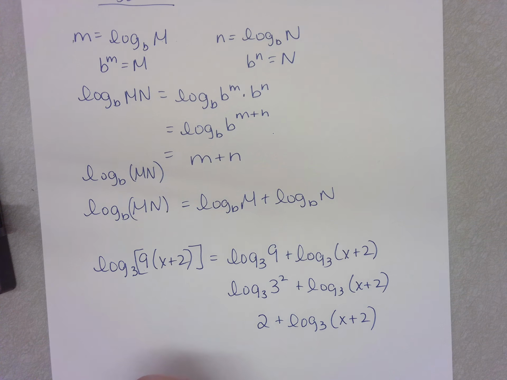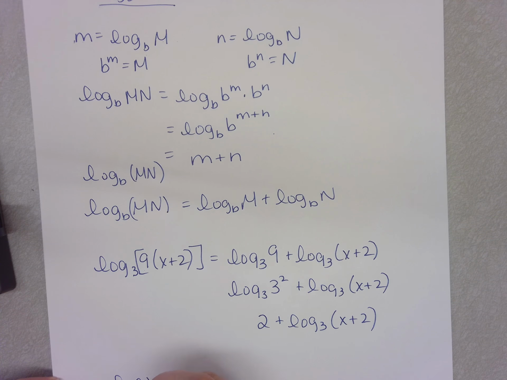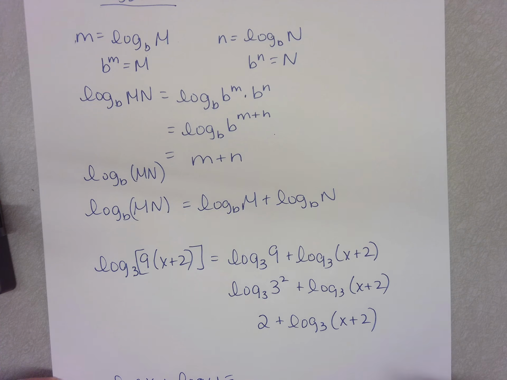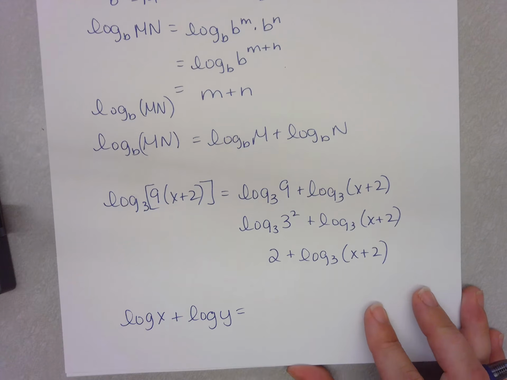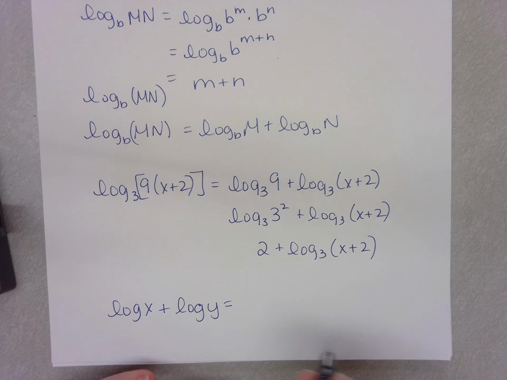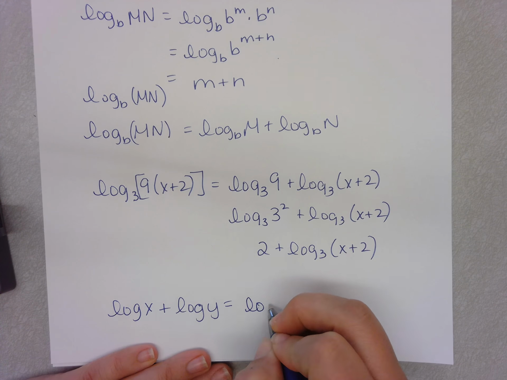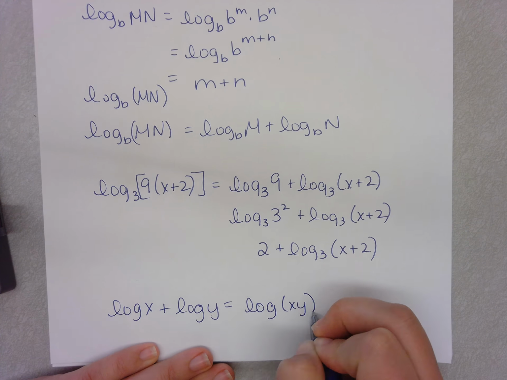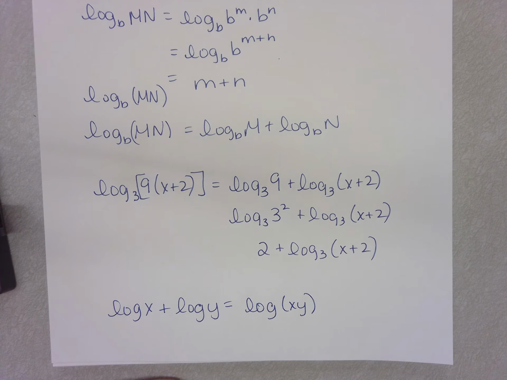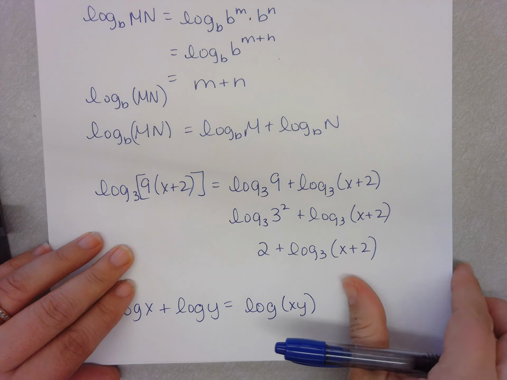So for instance, if I had the log of x plus the log of y, and I wanted to shrink them together, condense them, because I have the same bases and there's a plus between them, I could combine them into one base. Okay, so it depends on which way we're going. So that is the product rule.